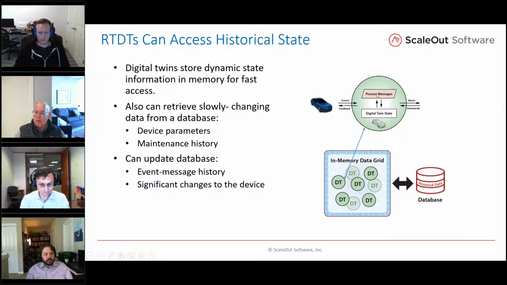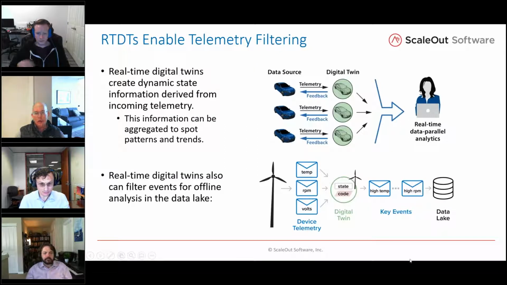Might as well just say at this point, we designed this twin not to hold and buffer the messages indefinitely from a data source. We leave it to the application to decide which messages should be kept and which messages should be thrown away. And that allows real-time digital twins to be used for filtering. So you can see here on the bottom diagram that messages might come in, say temperature messages from a wind turbine, and you might want to filter all the messages except for the high temperature messages and the high RPM messages. So one of the roles of a digital twin can be to filter messages that go out either to a data lake or to a database.